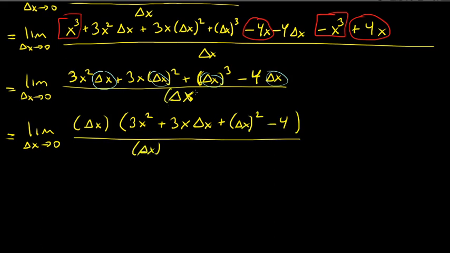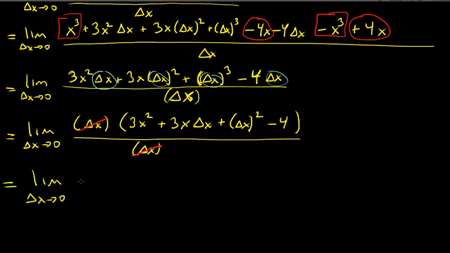I haven't used parentheses yet, but it's not necessary, but you can. Right, so now we can cancel the delta x's. We can do that because delta x is not 0. It's just something close to 0, but it's not equal to 0. At least not yet.